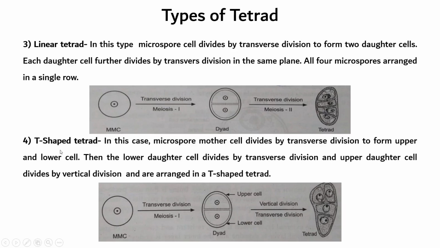Then the fourth type is the T-shaped tetrad. In this case, the macrospore mother cell divides by transverse division to form an upper and a lower cell. Then the lower daughter cell divides by transverse division and the upper daughter cell divides by vertical division in this manner. This is the vertical division and this one is the transverse division. That's why the shape of the tetrad is a capital T shape, and that's why it is named T-shaped tetrad.